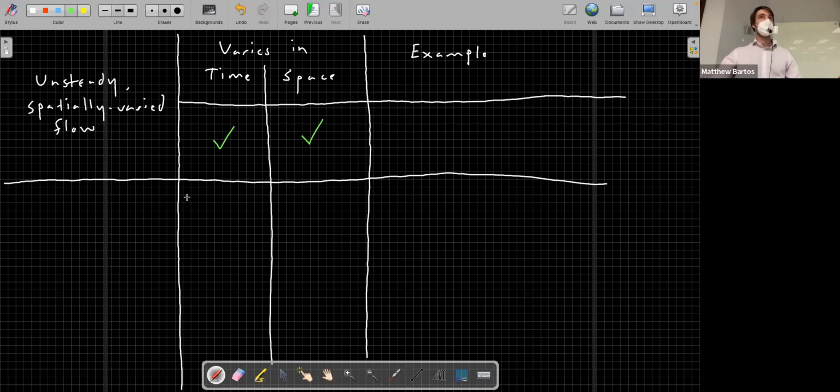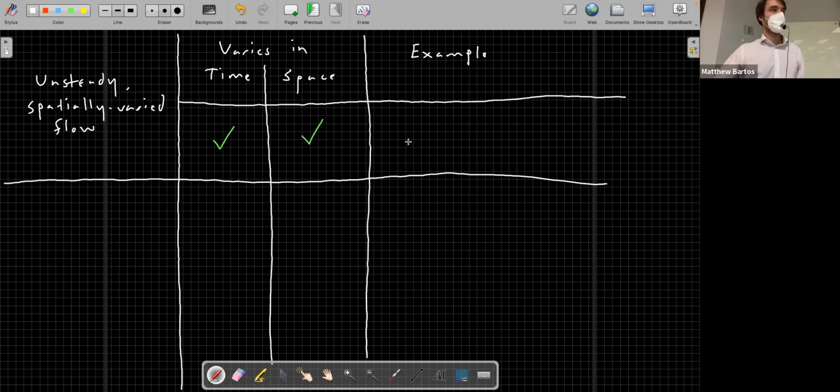No matter what type of open channel system you're looking at, the equations that we use for unsteady spatially varied flow will always apply. So what's an example of unsteady spatially varied flow that you can think of in an open channel system? Basically anything in the real world, because real world systems will generally vary both in space and time.